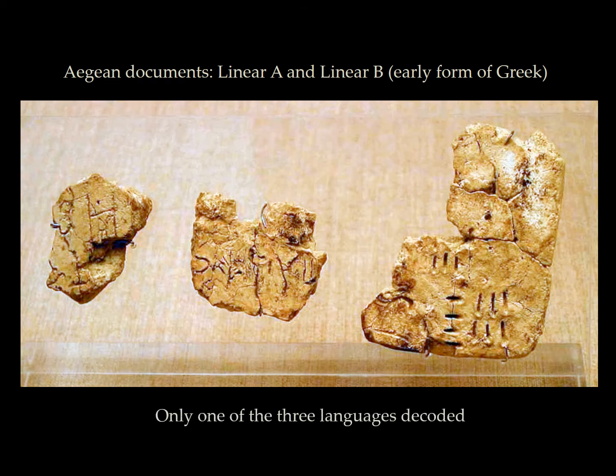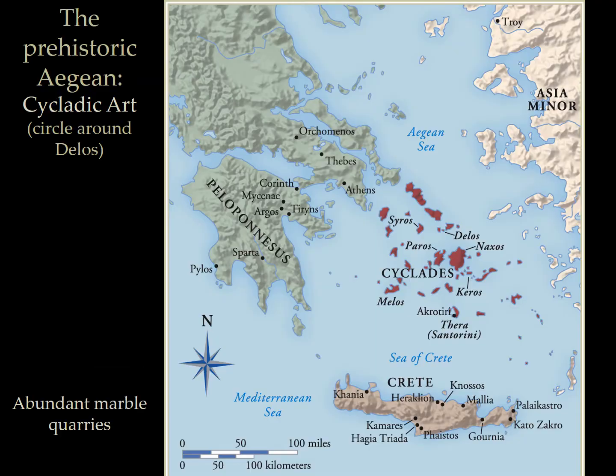But unfortunately, we have only managed to translate one of the three primary types of Linear A and B to this date. And so we still do not have a clear understanding of the actual civilization, only what was handed down in the oral tradition by way of myth.